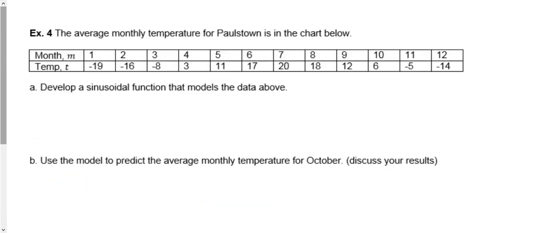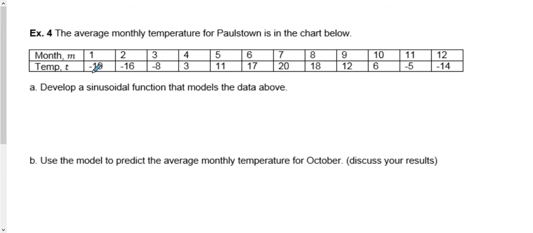Our last question for today is this one here. This one's a bit of a tough one, by the way, because there's no real graph. We're given a table of values, though. So it's saying this is the average monthly temperature for Polson Town in the chart below. So we have month 1 through 12, and of course that's from January through December. That's what that's corresponding to. And it makes sense here.